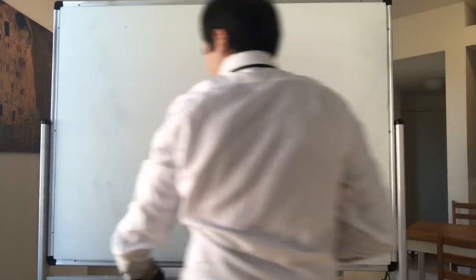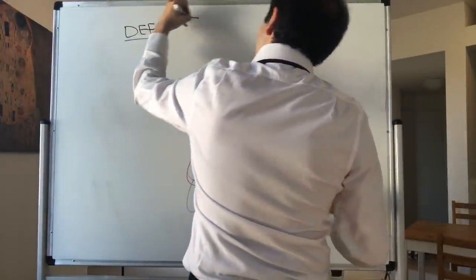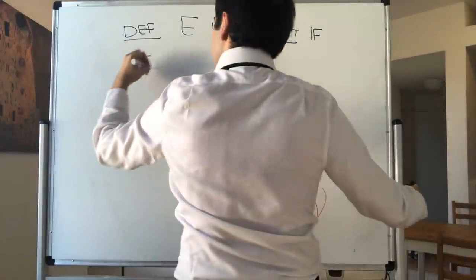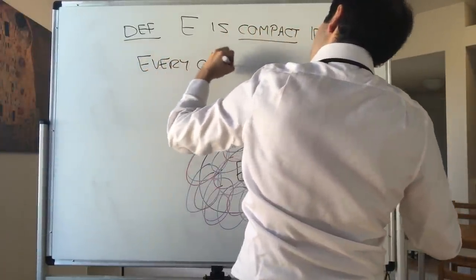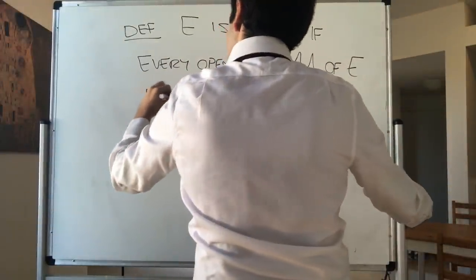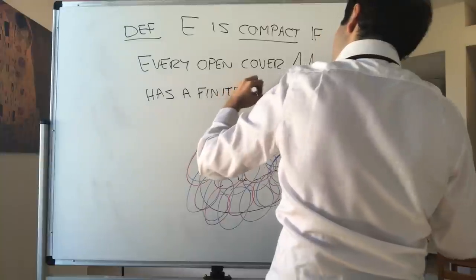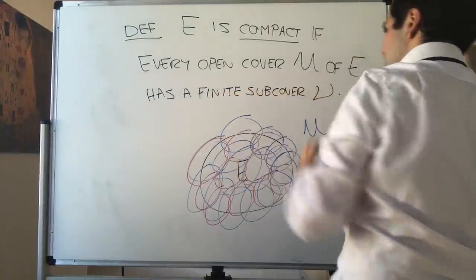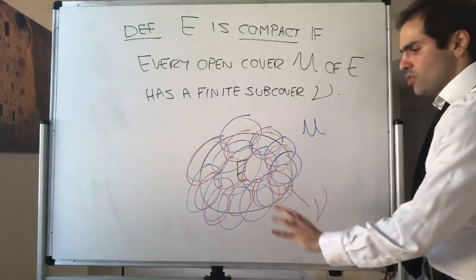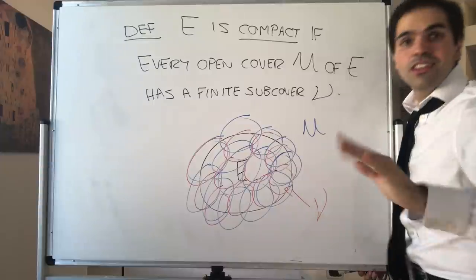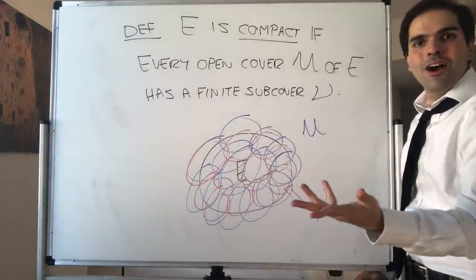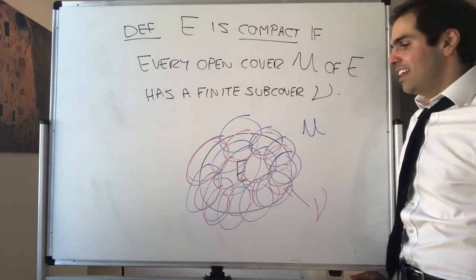So definition. E is compact if every open cover U of E has a finite subcover. In other words, again, no matter how crazy or how infinite the cover U is, you can always extract finitely many elements of U that still does the job. So in some sense, you would never pay money for an infinite cover of a compact set because you can always do the same thing, but with finitely many patches.